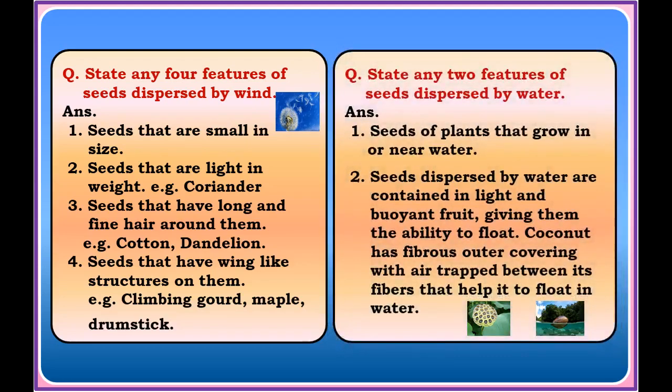State any 2 features of seeds dispersed by water. Number 1. Seeds of plants that grow in or near water. Number 2. Seeds dispersed by water are contained in light and buoyant fruit, giving them the ability to float. Coconut has fibrous outer covering with air trapped between its fibers that help it to float in water.